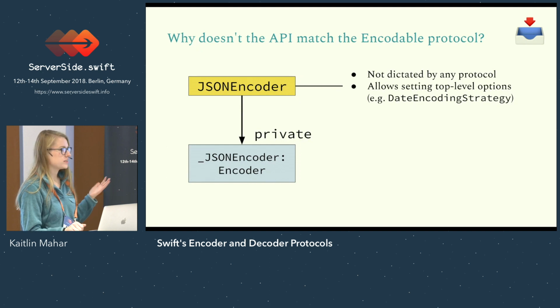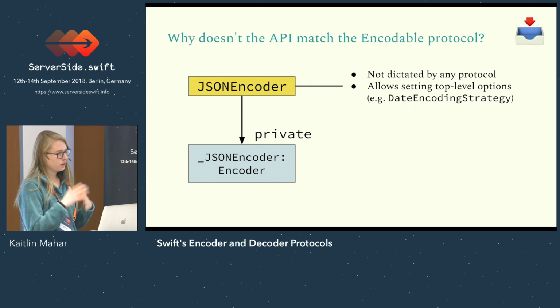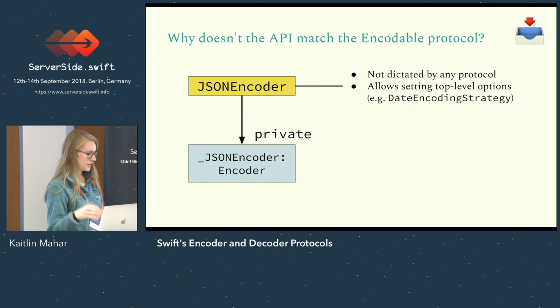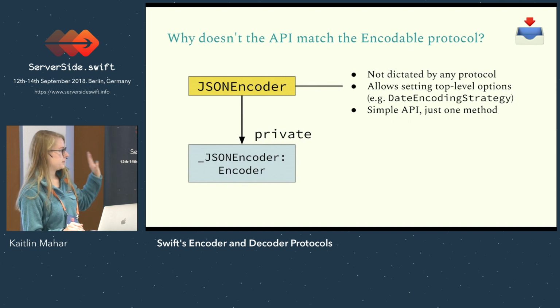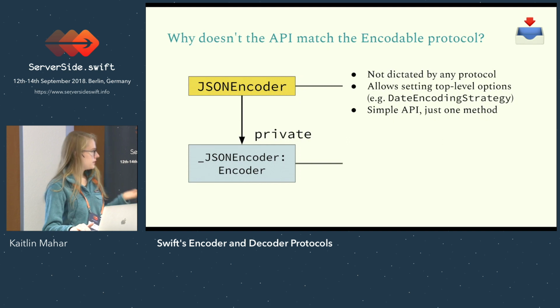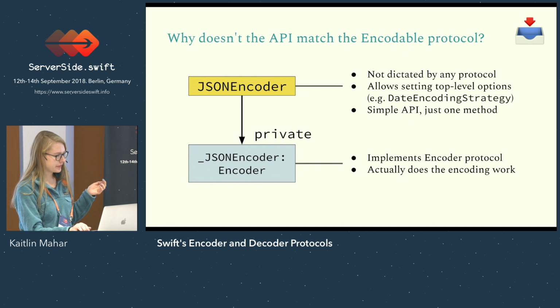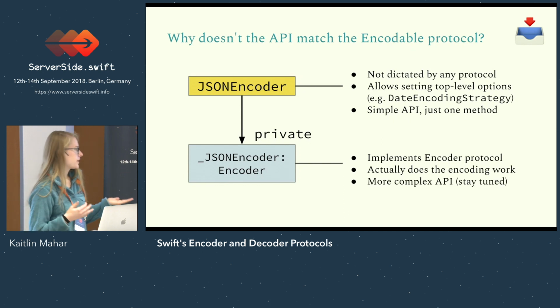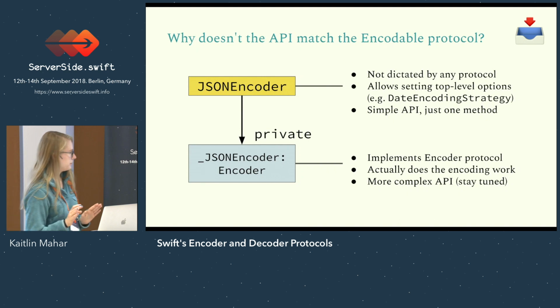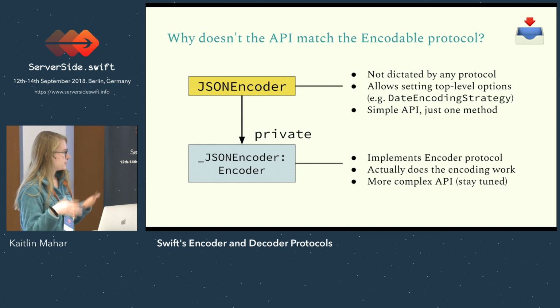For example, JSON encoder has a date encoding strategy because you might want to encode a date as a double, or you might want to do all these other different kinds of things. And it has a really simple API that's all the user really needs to think about when they're using a JSON encoder. On the other hand, this encoder actually implements the encoder protocol. So it does all the work of encoding, and it has a much more complex API, which we'll talk about in a little bit. But this allows us to cleanly separate what the user needs to think about when.